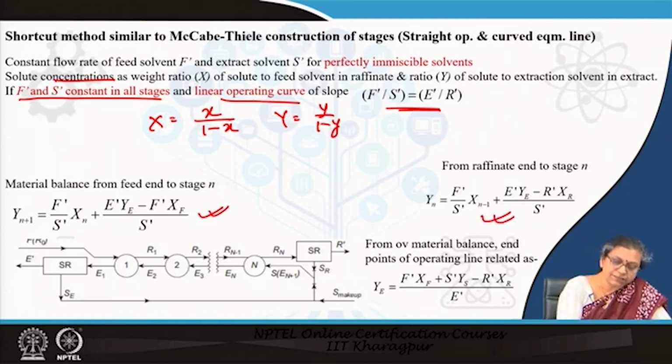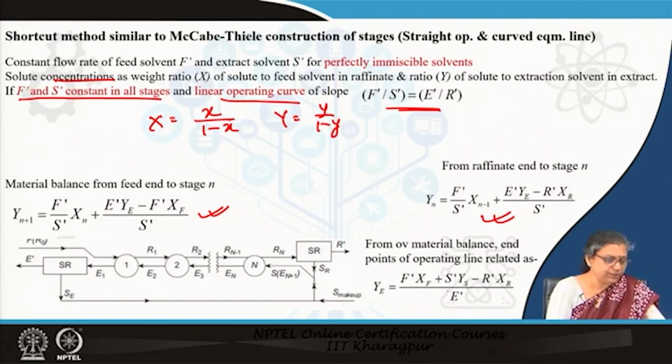You will find that it is completely identical to the thing that you have done for your absorption and stripping case. Only in those particular cases the nomenclatures have been changed to E prime and R prime in this particular case. Accordingly, Y, E and X, R denote the composition of the solute in the extract and the raffinate phase. Just the nomenclatures are changed, otherwise everything is completely same.